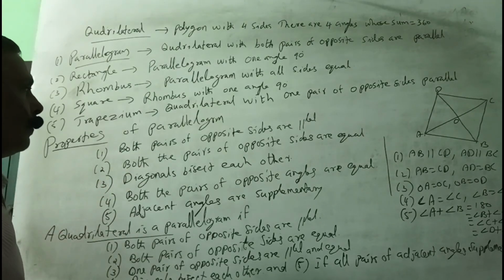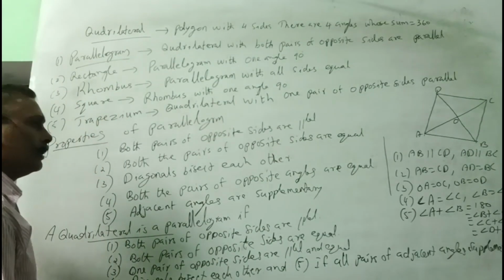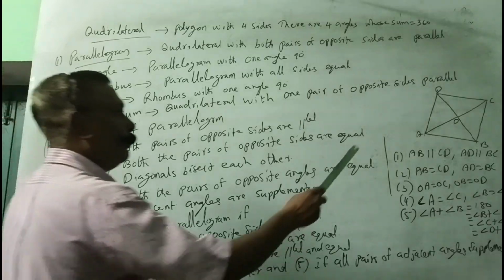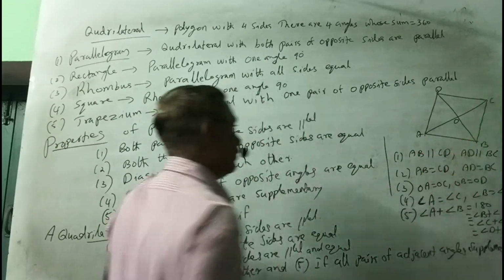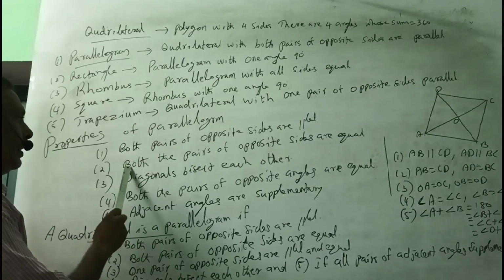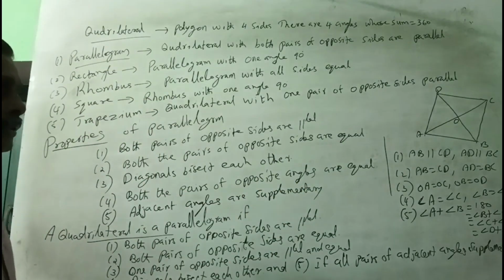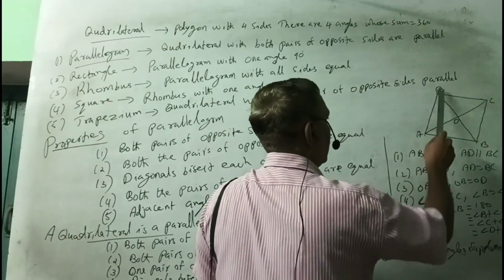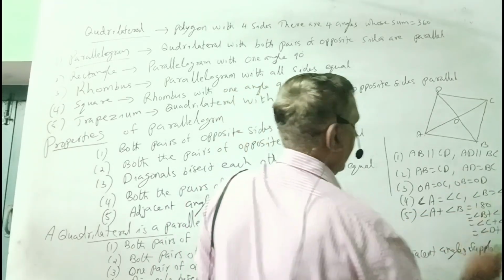Now there are some properties of a parallelogram. What are the properties of a parallelogram? One we already studied: both pairs of opposite sides are parallel. As I told you, AB is parallel to CD and AD is parallel to BC. The second property is that both pairs of opposite sides are equal, meaning AB equals CD as well as AD equals BC. That is written here: AB equals CD and AD equals BC.